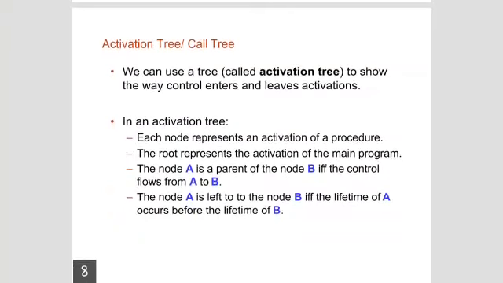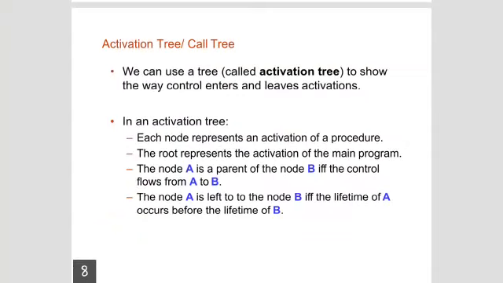Node A is the parent of node B if and only if control flows from A to B, not vice versa. Node A is to the left of node B if and only if the lifetime of A occurs before the lifetime of B.